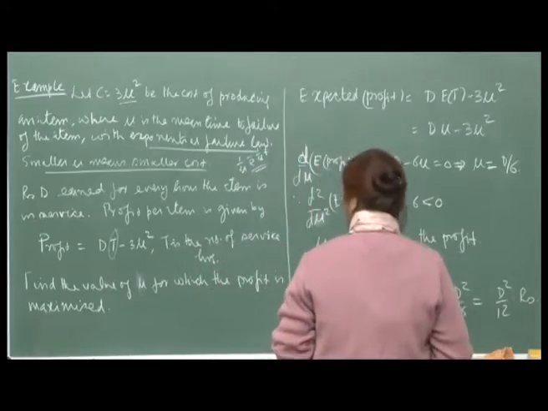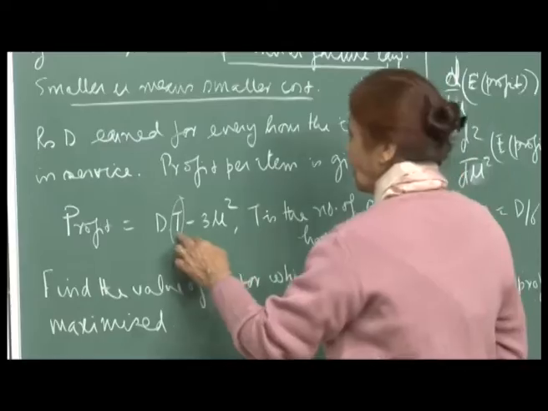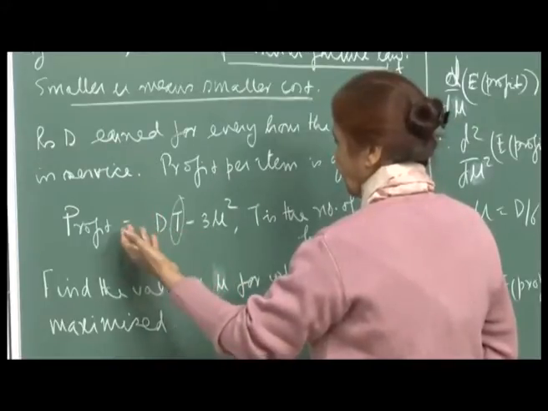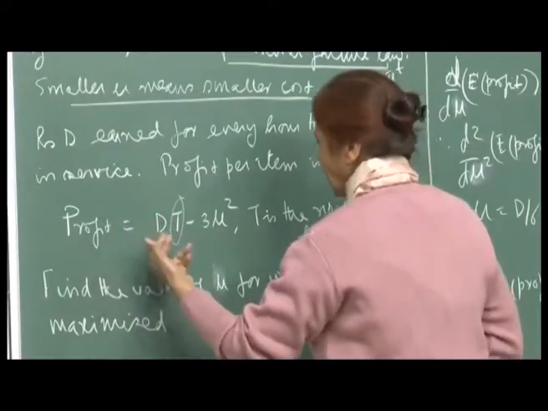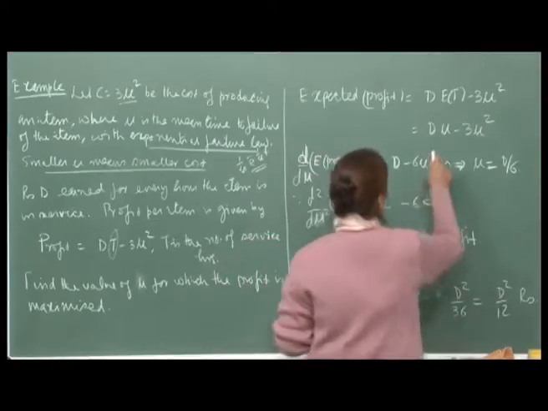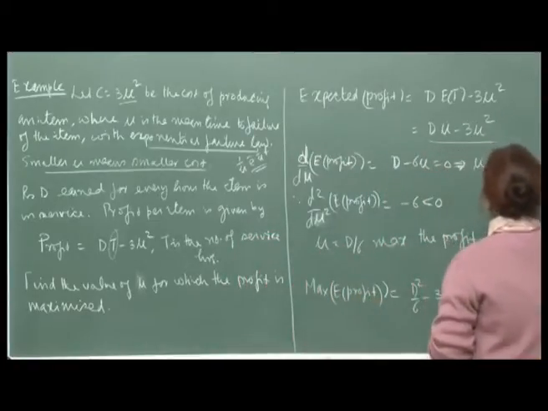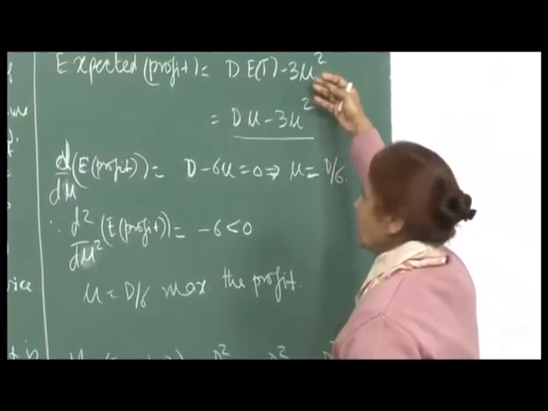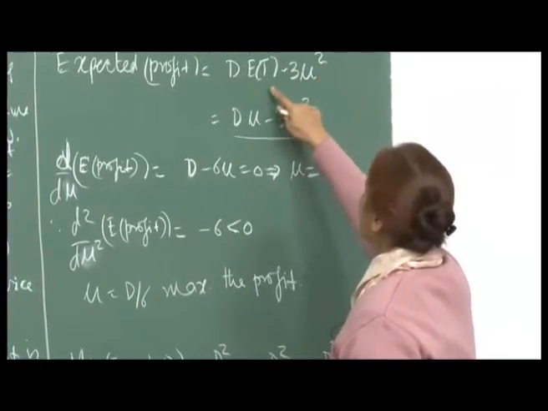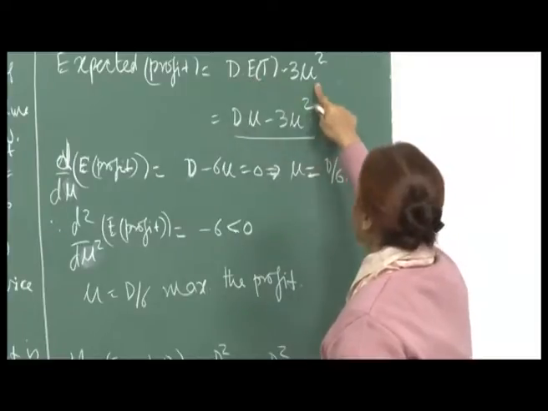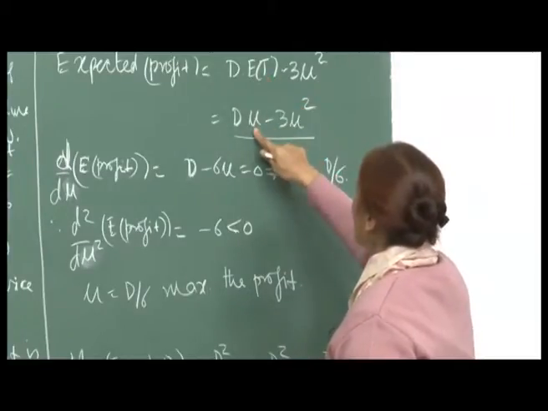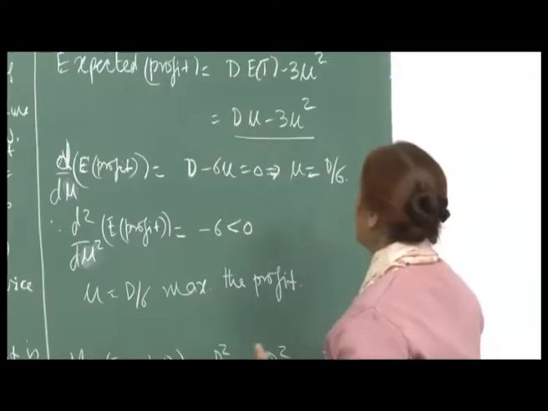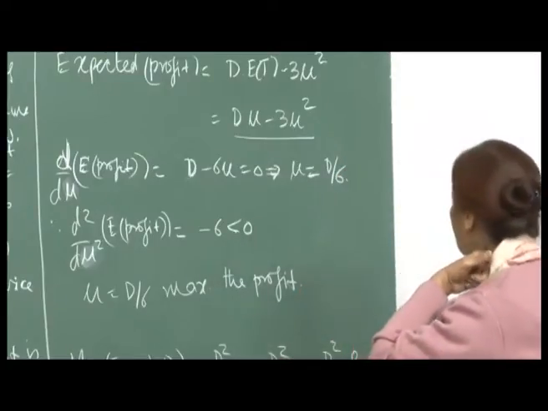So, because this is a random variable, we will maximize the expected profit. The expected profit is this: d times E of t is not random, it is some fixed number, so d times E of t minus 3 mu square, and E of t is mu. Therefore, d mu minus 3 mu square. So exactly what I was saying.